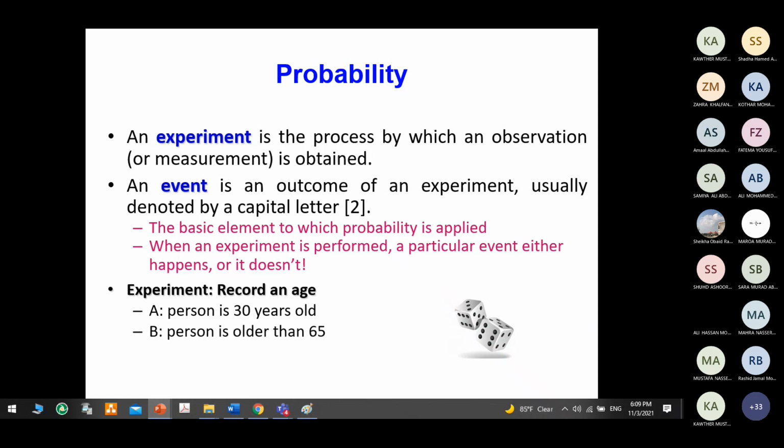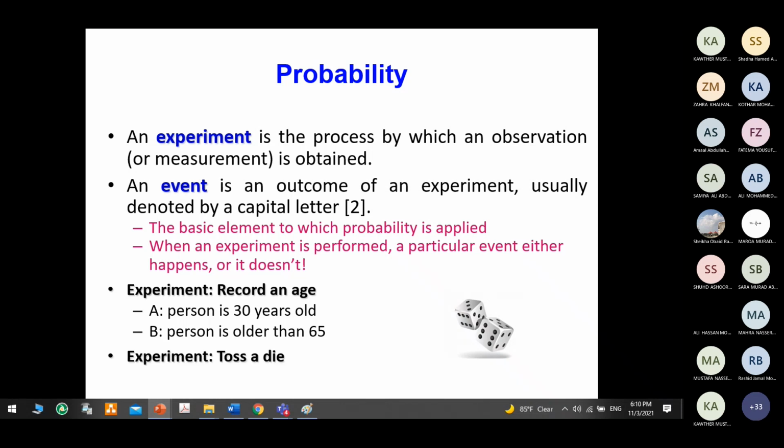Another event, I call it B, capital here. It is that the person is older than 65. Any person older than 65 falls in this event, which is event B. But have a look at A and B. They are from the same experiment, which is recording age, because they are talking about age, right?